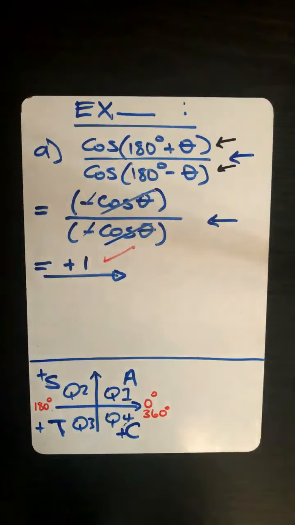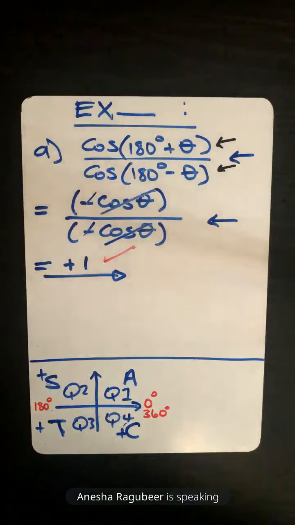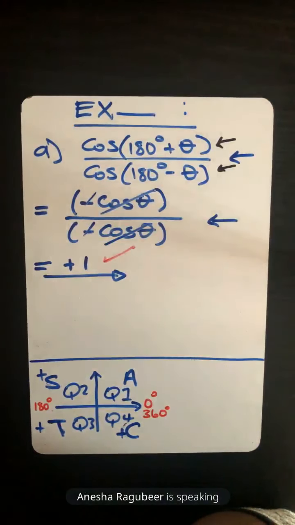Shreyas, make a comment. So if you said, sir, to find the answer, cos of 180 degrees over cos of 180 degrees, which gives me positive 1.